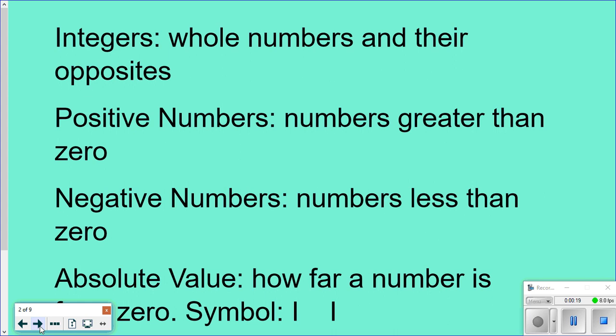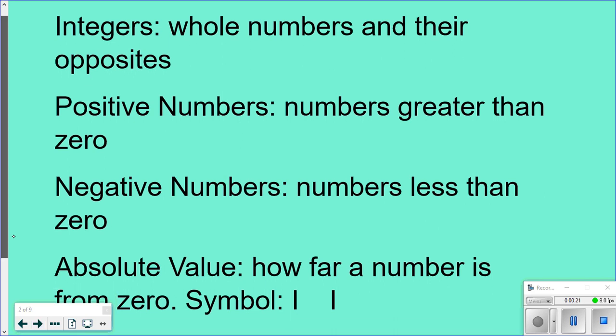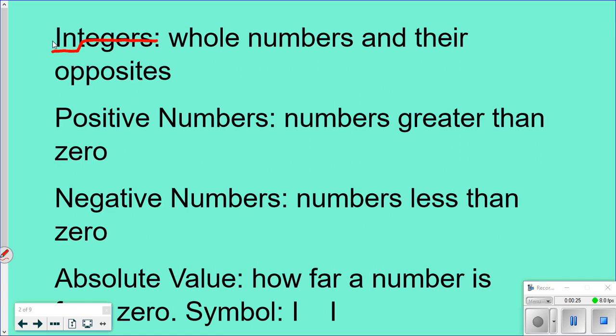Okay, so I have some vocabulary for you. And honestly, the only vocabulary you need to write here or worry about is the word integers and absolute value. So first of all, integer, this is a vocabulary word you had last year, and I remember talking about this multiple times. An integer is a whole number, and they're opposites.